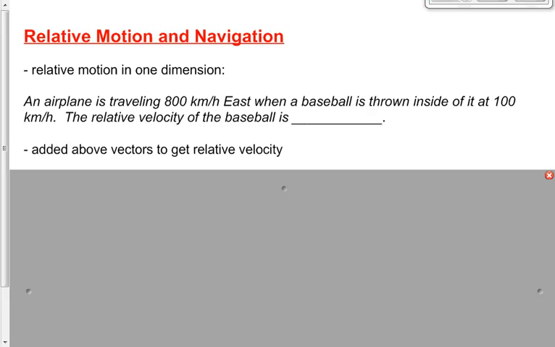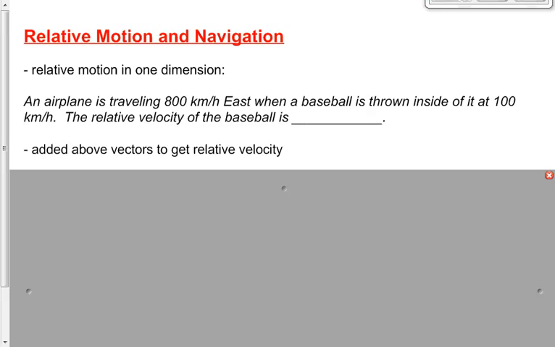What if he threw the baseball to the north? So the baseball is moving to the north, the airplane is traveling to the east. How do we solve that problem? Well, we know how to add vectors together in one dimension. We also know how to add vectors together in two dimensions. That's what we've been doing over the last few days.